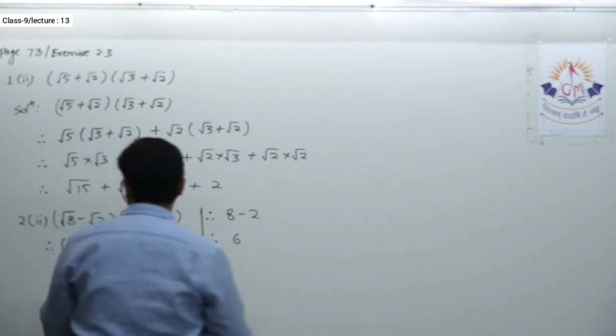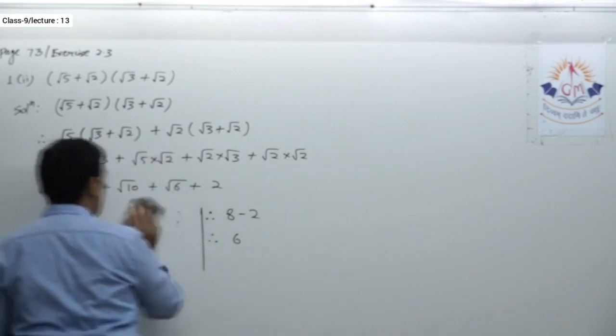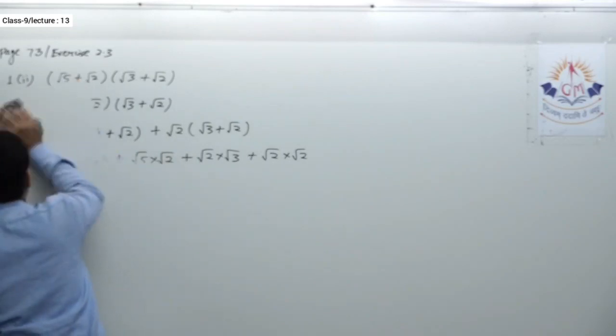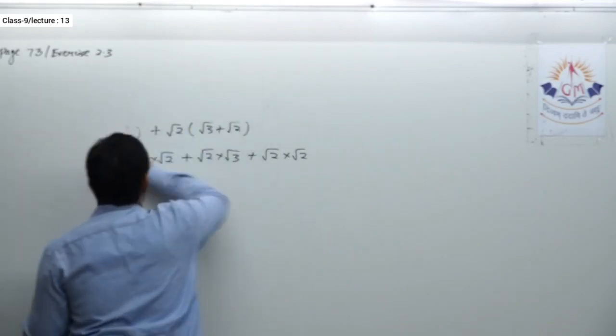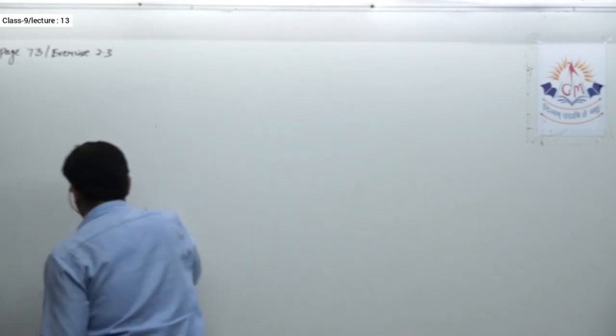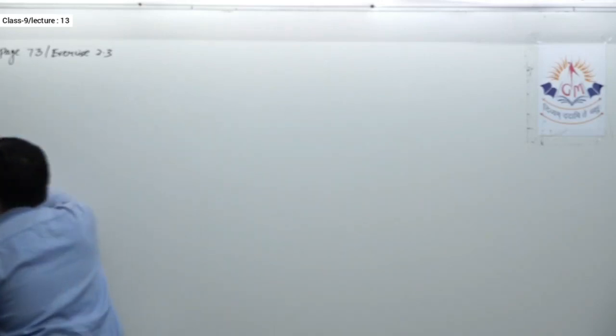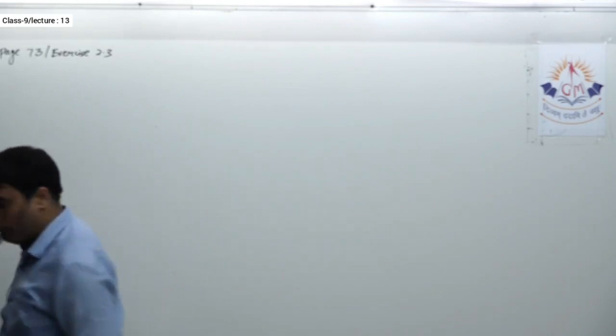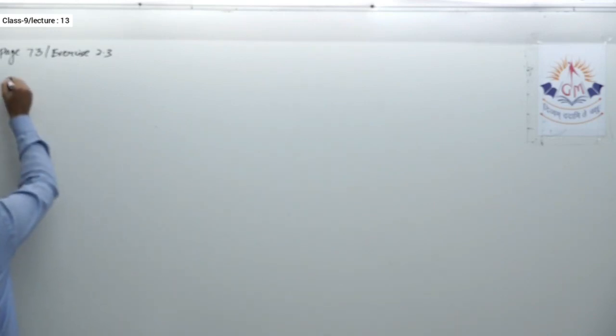Okay, now let us see the next question. Now I will see question third and its third part. Question number 3, its third part. Again we have to simplify 2 root 5 plus 3 root 2.